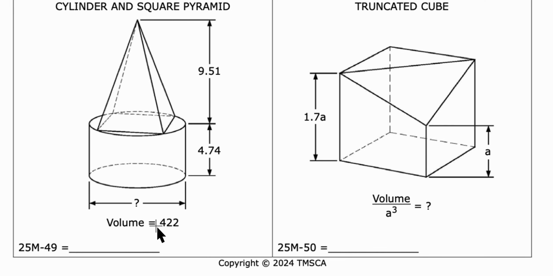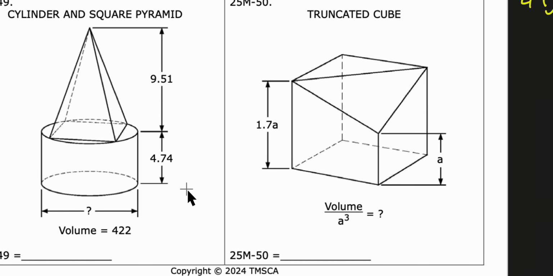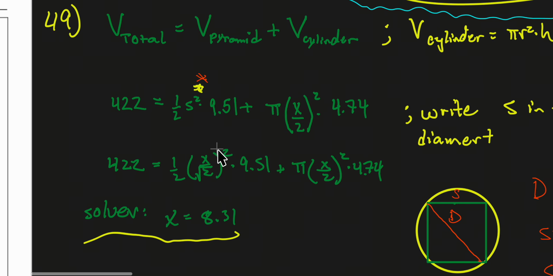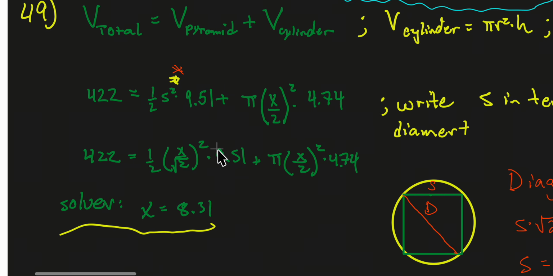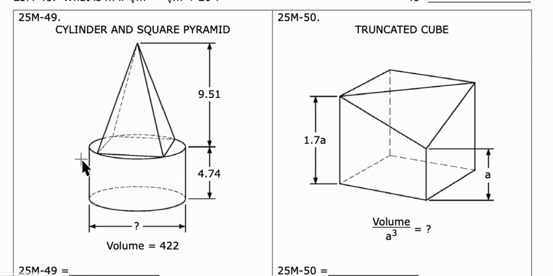49 gives us the volume of these two shapes, a cylinder and a square pyramid, equal to 422. So the idea is the total volume of this shape here is going to be the volume of the pyramid plus the volume of the cylinder. The volume of the cylinder is the base area times the height, pi r, times, in this case, they want us to find the diameter.